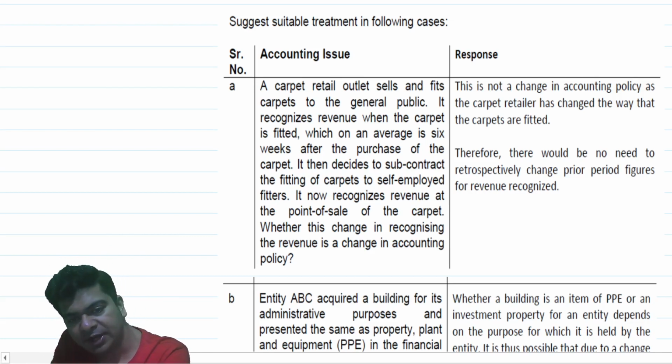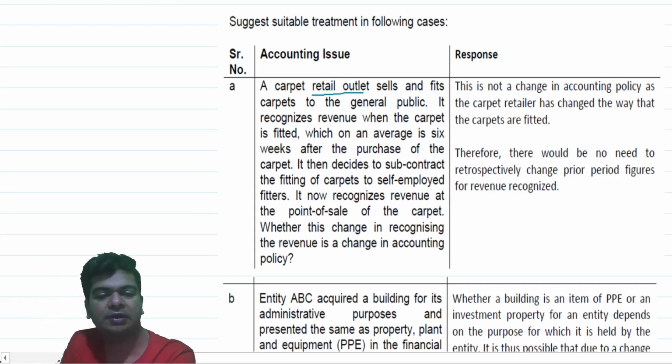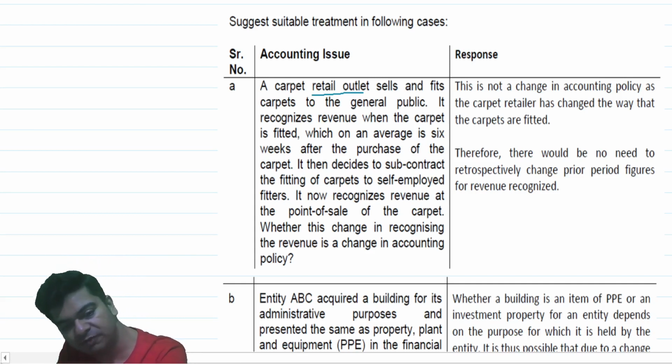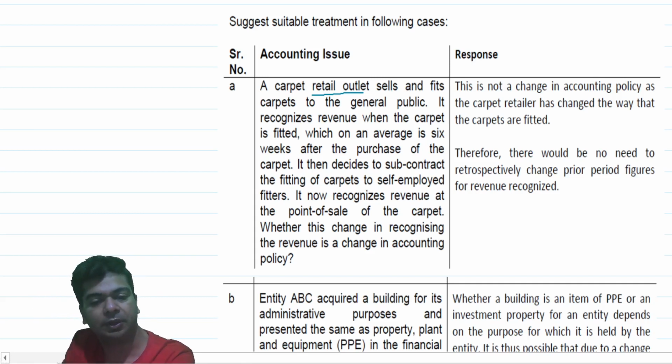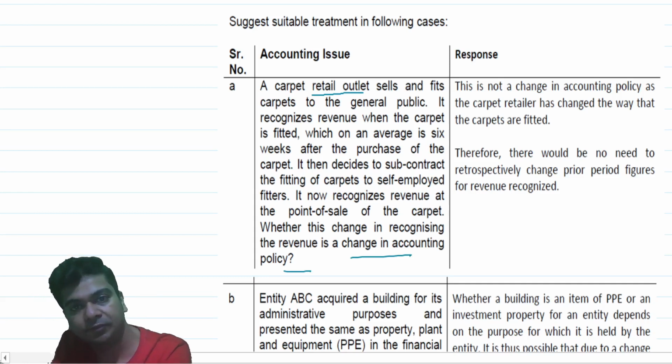A carpet retail outlet sells and fits carpets to the general public. It recognizes revenue when the carpet is fitted, which on an average is 6 weeks after the purchase of the carpet. It then decides to subcontract the fitting of carpets to self-employed fitters. It now recognizes revenue at the point of sale of the carpet. Whether this change in recognizing the revenue is a change in accounting policy.